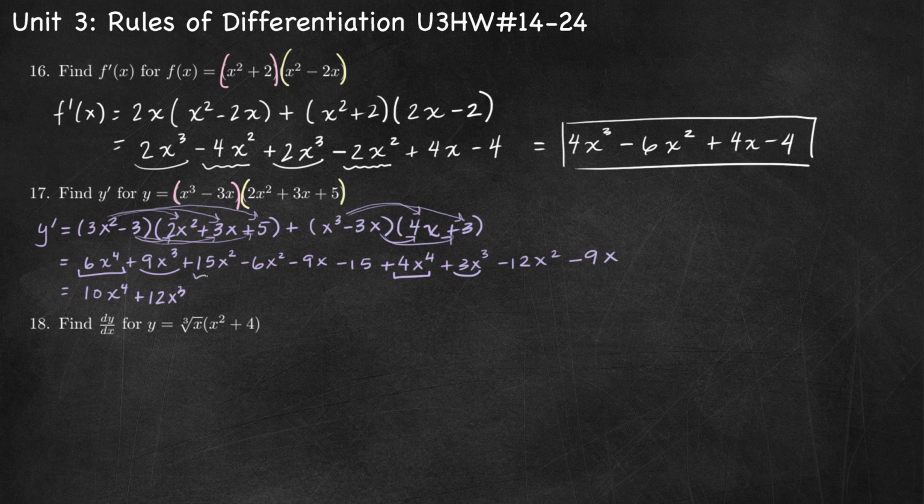I have 15x squared minus 6x squared. So that's 9x squared. Minus 12x squared is negative, nope, that was a positive 9 and a minus 12. Yeah, so that's negative 3x squared. Then our linear term, we've got minus 9x, so that's negative 18x, and then minus 15.